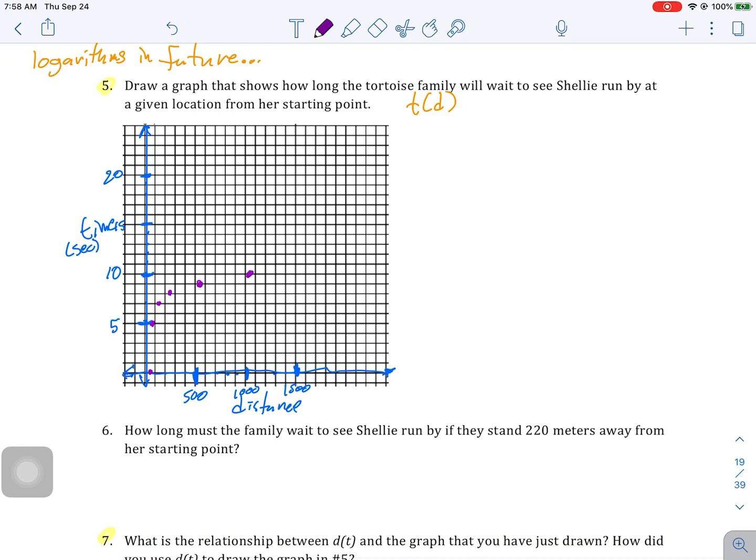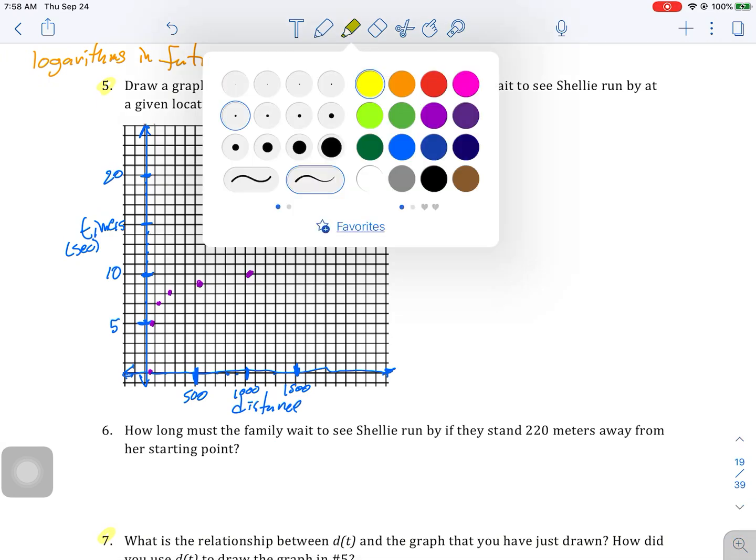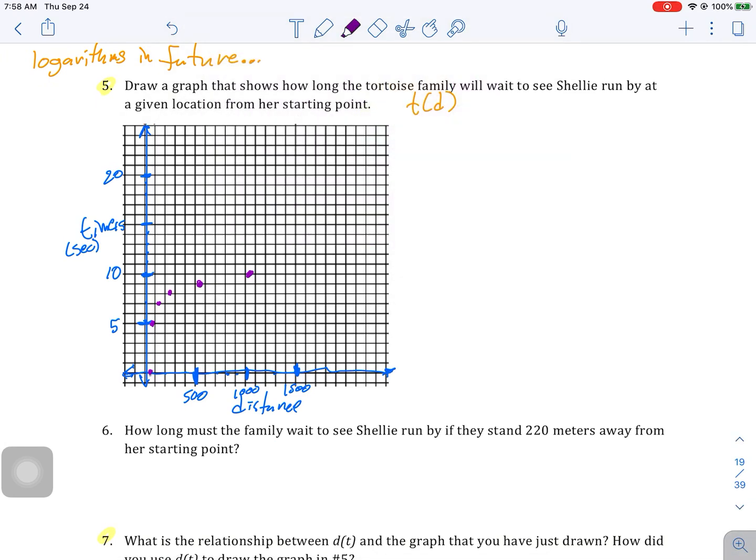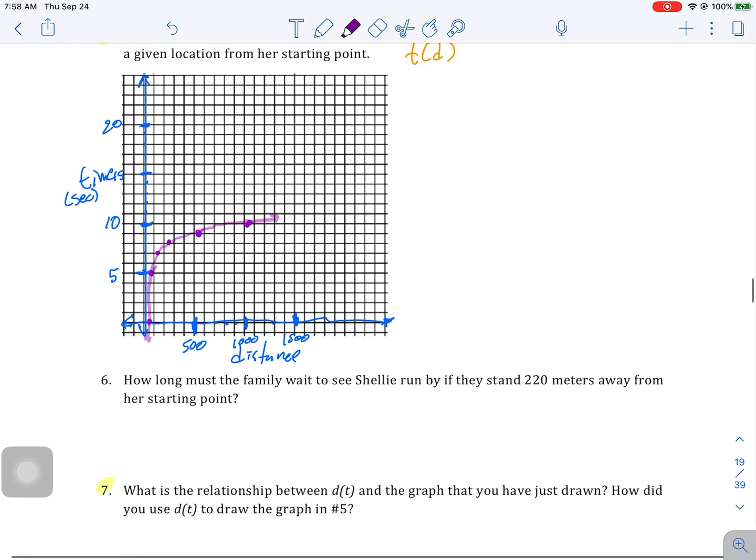I started graphing some of the points you can see here. And so my graph is going to be kind of like this, kind of tailing off like here.